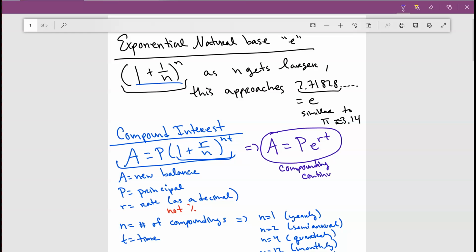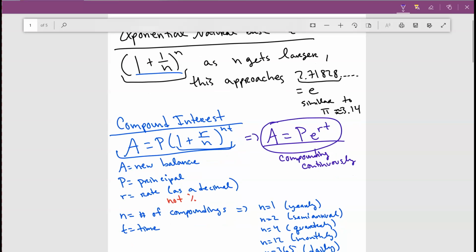This formula is only used if you're compounding interest continuously. Now you might be thinking, how am I going to accrue interest continuously? Well, maybe not with money, but in biology, bacteria tends to increase continuously. So this formula is very powerful in biology when you're trying to model how much bacteria is going to be in a particular petri dish after a certain amount of time, especially if you're doing research and trying to find a cure.